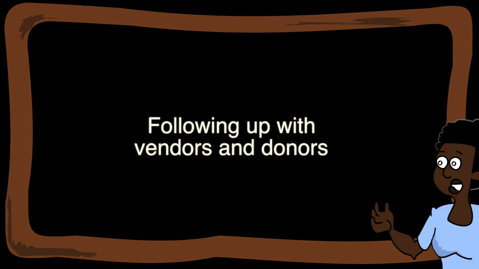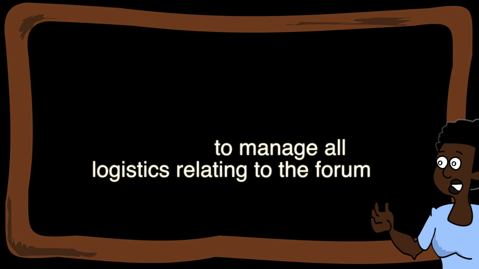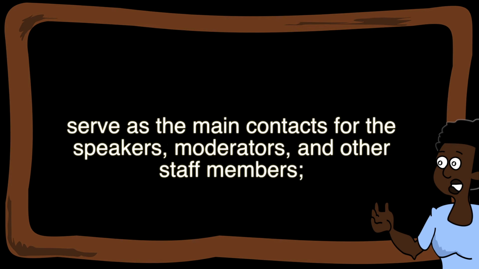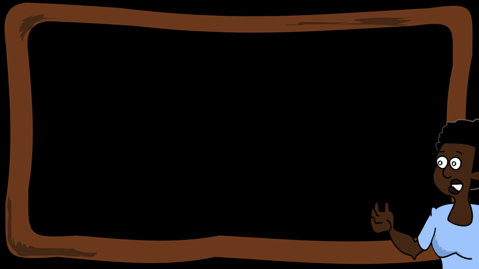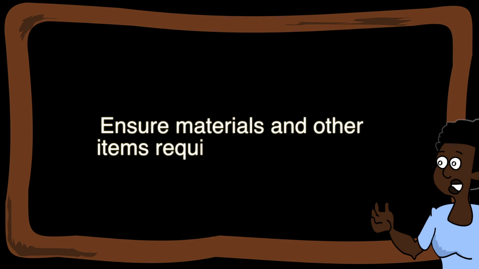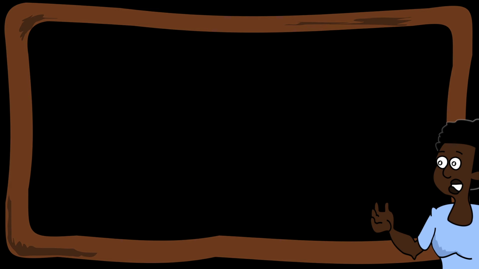Following up with vendors and donors. Select 1 or 2 detail-oriented staff members to manage all logistics relating to the forum. These staff members serve as the main contacts for the speakers, moderators, and other staff members. Negotiate with the vendors and get confirmation from donors. Ensure materials and other items required for the forum are ready on time.